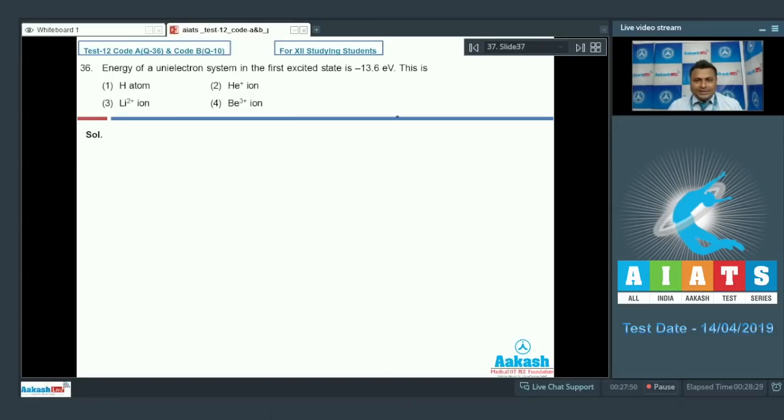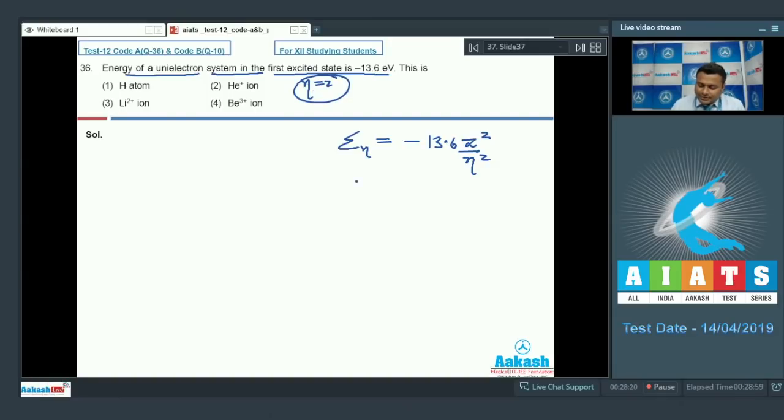So here is question number 36. Energy of a uni-electron system in the first excited state is minus 13.6 electron volt. Now we know that the energy of an electron in the nth state for a hydrogen-like atom is given as minus 13.6 Z square upon n square, where Z is the atomic number. For the first excited state n equals 2, putting the values, E2 equals minus 13.6 Z square divided by 4.